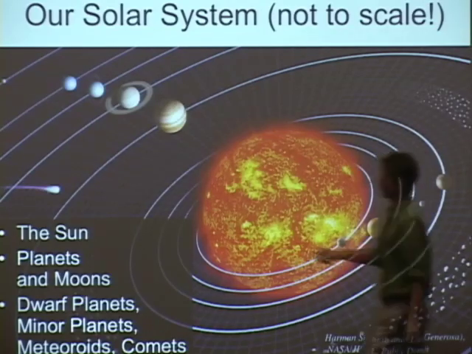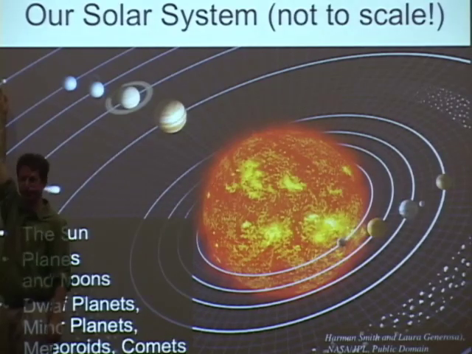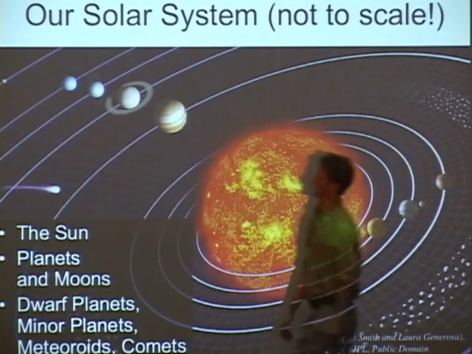Perhaps the most famous of these is Pluto out here, which in this picture is actually depicted as a planet, but it got demoted a few years ago. It's no longer considered a real planet. It's a Kuiper Belt object.